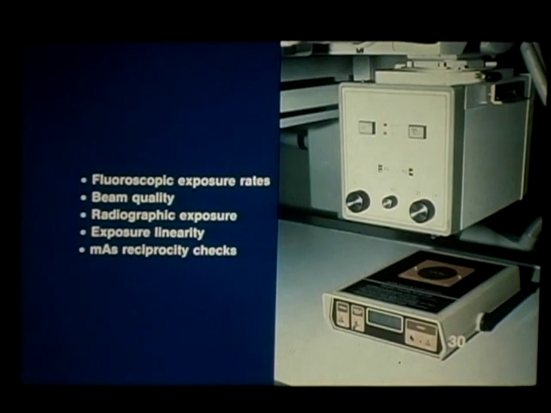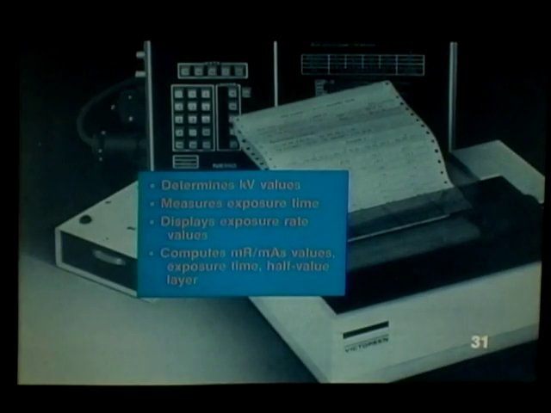Number 31. This is one of the newest and most sophisticated non-invasive test instruments available. With a series of 5 exposures, this computerized instrument determines KV values, measures the exposure time, and computes the relative MA and MAS values. It also displays exposure rate values and computes MR per MAS values, exposure time, and half-value layer. Hard copy reports of the test results may be obtained with the addition of a printer. This test device is fairly easy and quick to use. The instrument is expensive, however, and is usually practical only for large radiology departments.